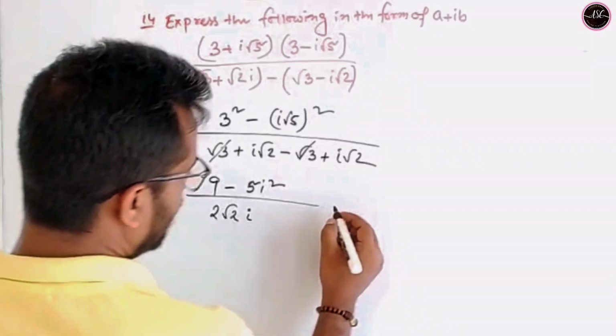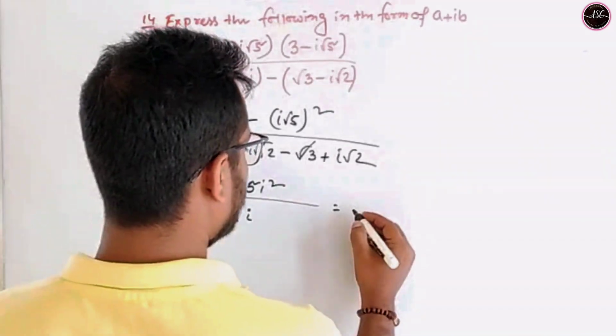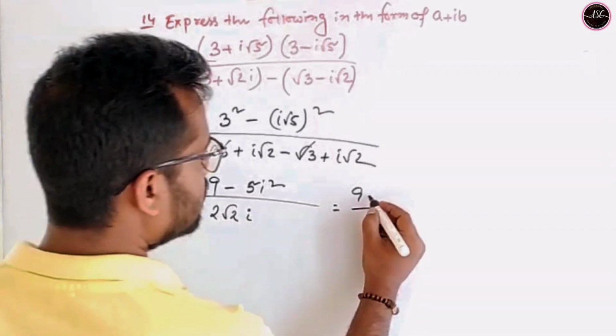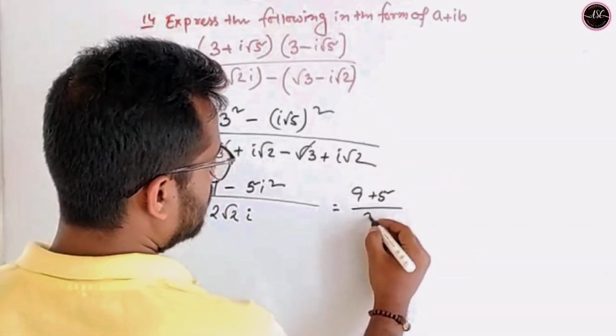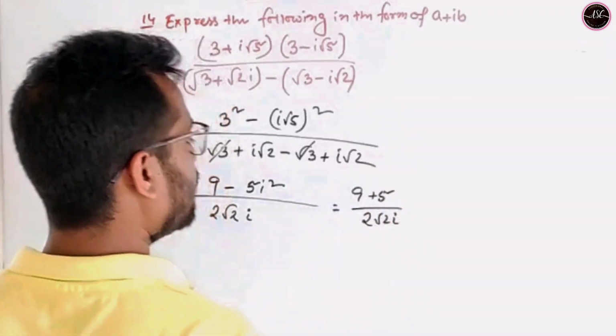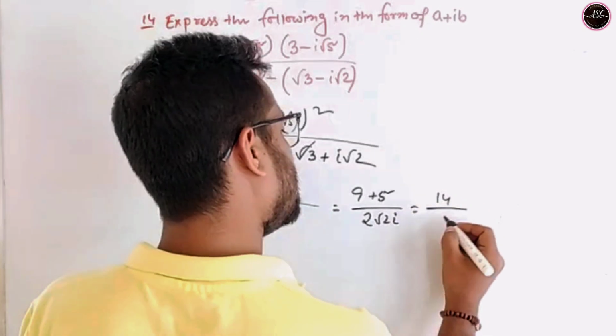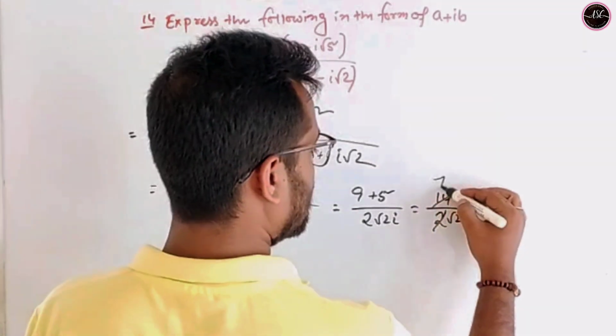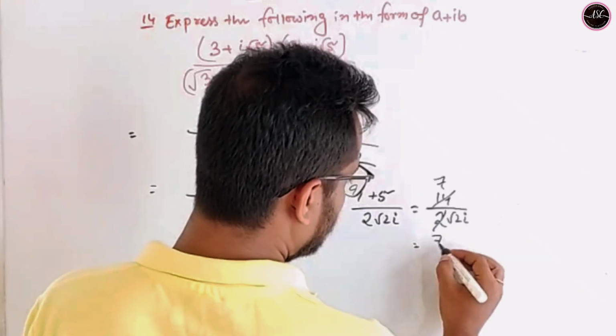Okay. Now we have 9, i square equal to minus 1. So this will be positive plus 5 and 2 root 2 i. Okay. Therefore we have 14 by 2 root 2 i. Here by cancelling this we have 7. So 7 by root 2 i.